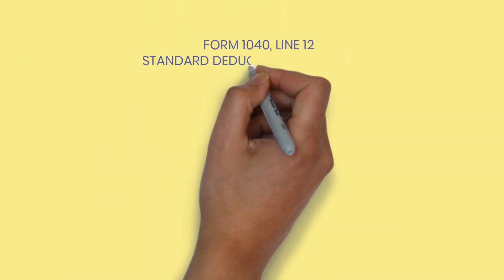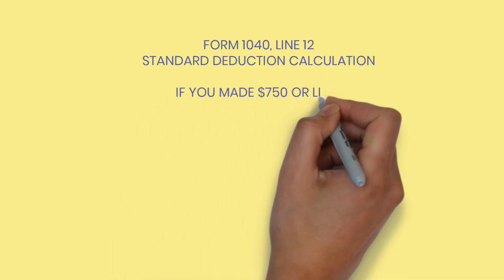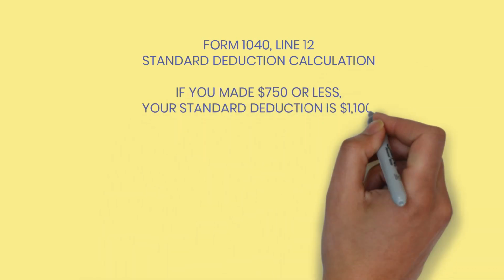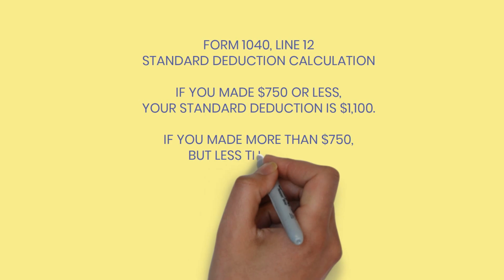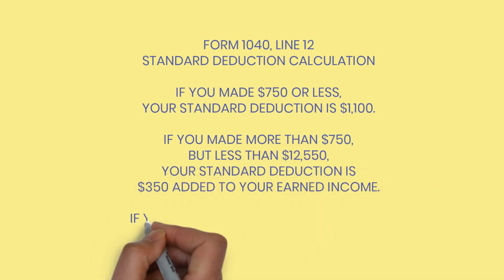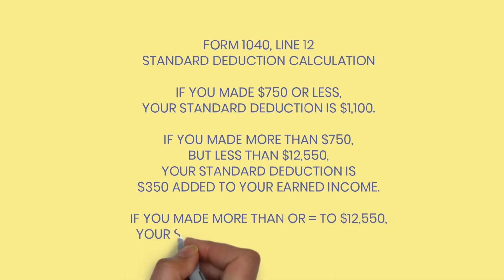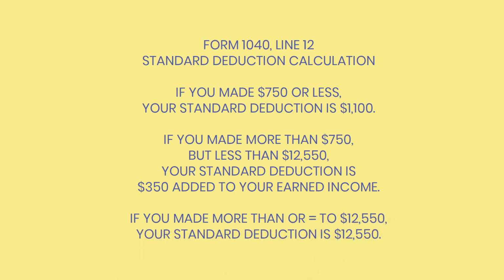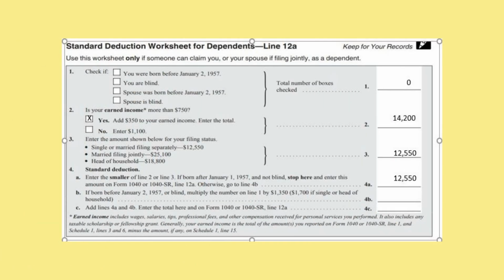If you made $750 or less, your standard deduction is $1,100. If you made more than $750 but less than $12,550, your standard deduction is $350 added to your earned income. If you made more than or equal to $12,550, your standard deduction is $12,550. So in this example, since you made more than $12,550, your standard deduction will be $12,550. So you can see it proved out.